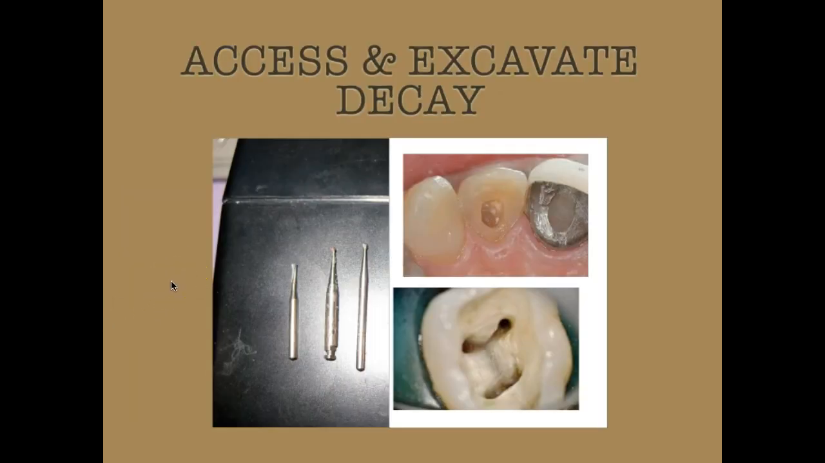Access and excavating decay. So access could be by the endodontist's favorite burr. Sorry, these got a little something on them. Most of the time, a surgical length is used either in the friction grip and or the latch because they are placing and accessing deep into the pulp chamber. So we have a few millimeters of length there.